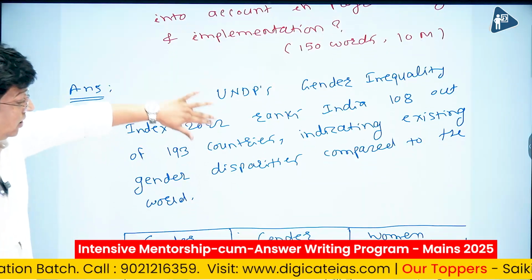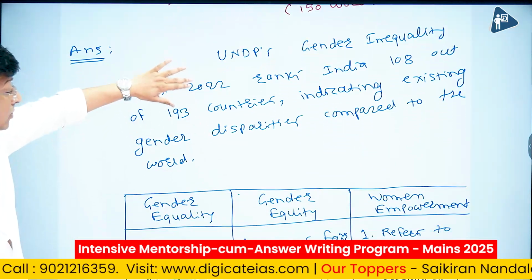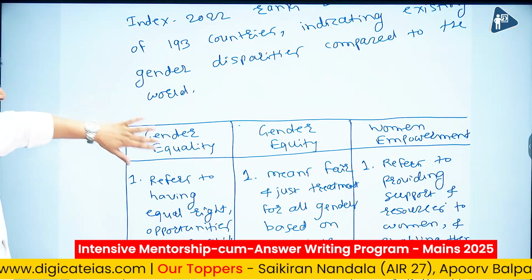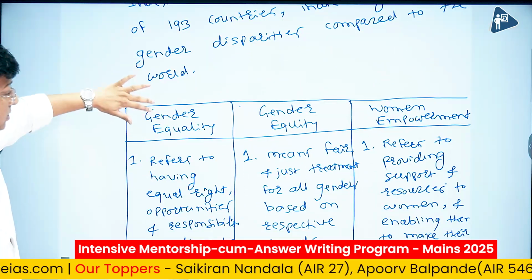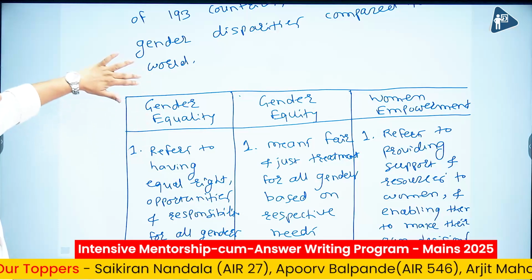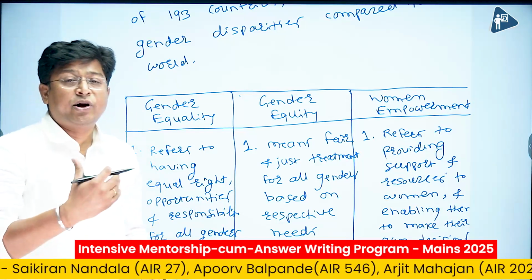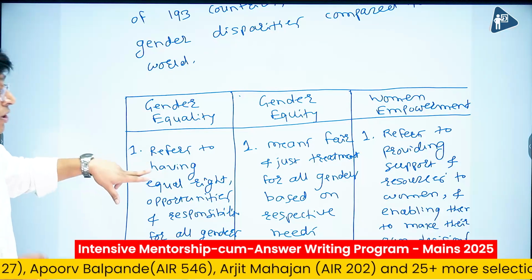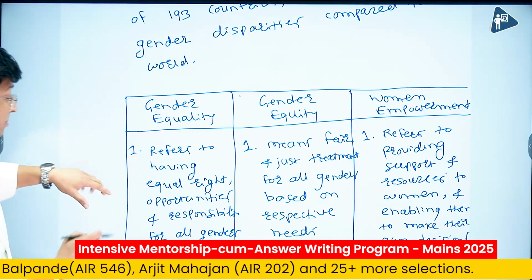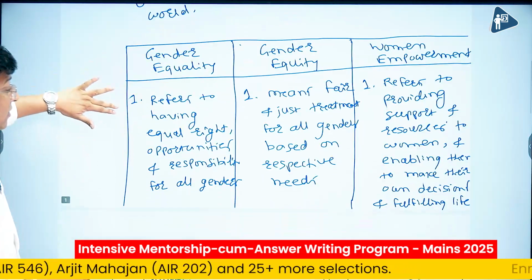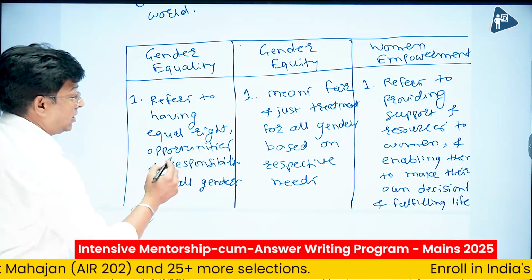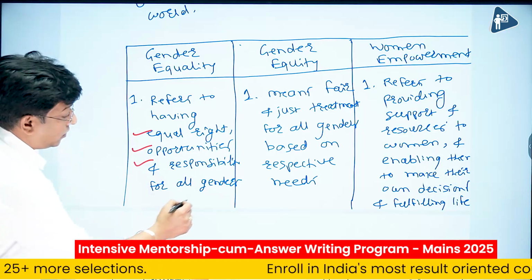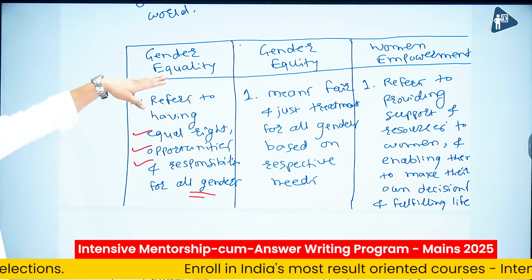Now, when we are talking about the main body, here I am addressing the main demand of the question, that is the distinction between gender equality, gender equity and women empowerment. As we discussed in the last lecture, your points must be precise and concise. This is how you should write your content. For gender equality, I'm writing the definition here. Gender equality refers to having equal rights, opportunities and responsibilities for all genders.